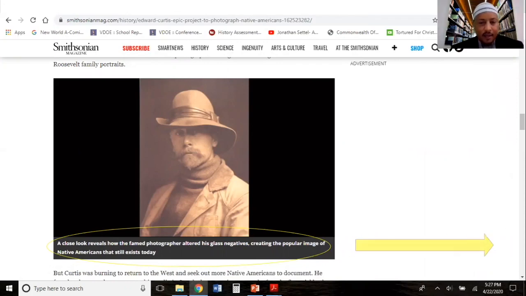So Curtis traveled around to learn more about Native people, but the Smithsonian Magazine goes on, and take a look here. I mean, this is pretty significant. It says, a close look reveals how the famed photographer altered his glass negatives. That's the original part. We don't use glass negatives today, but the negatives are the things you can ask your parents if they have any around the house. They're these little strips, right, that you can hold up to the light and almost see the image from the picture. This is way before your time, but your parents may have some negatives from a camera around the house.